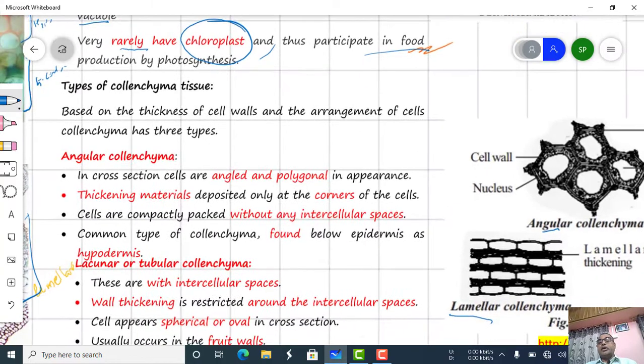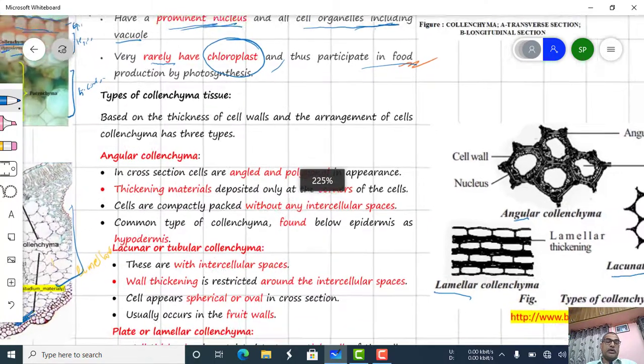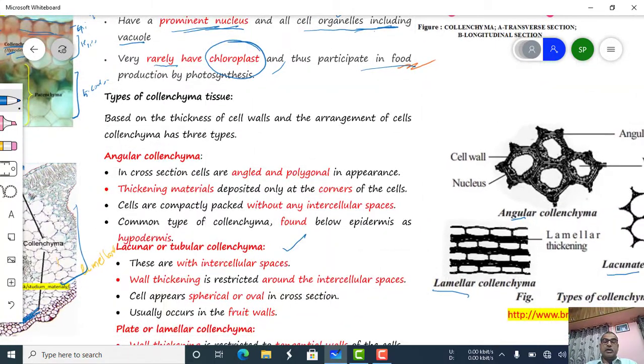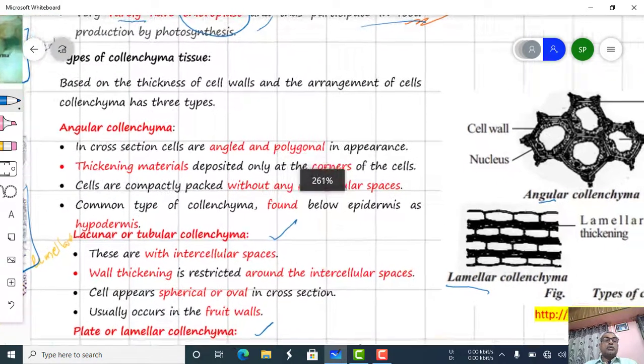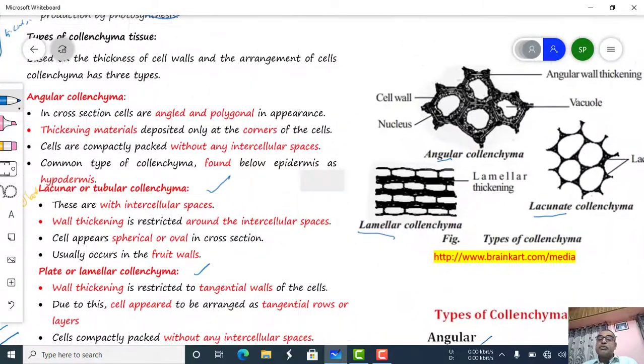Just see the types of collenchyma tissue. Based on the thickness of the cell wall and arrangement of collenchyma, there are three types. The first one is angular collenchyma, then lacunar collenchyma, and the third one is lamellar collenchyma. This one is a figure of angular collenchyma. This is lacunar collenchyma, and the third one is lamellar collenchyma.